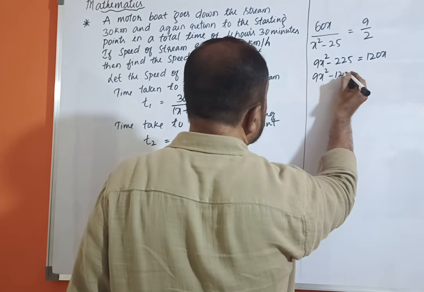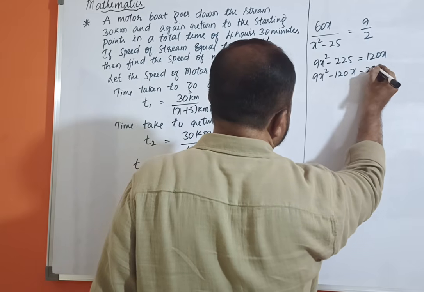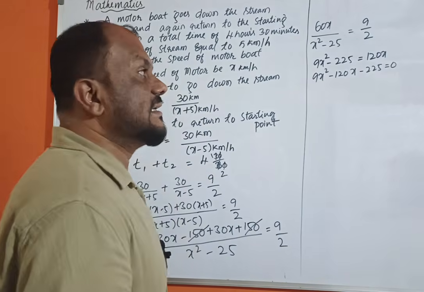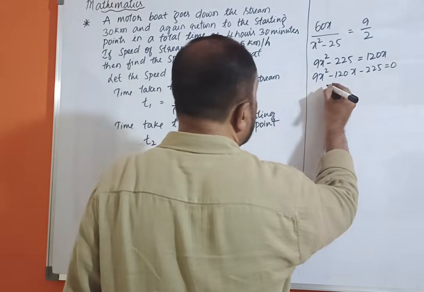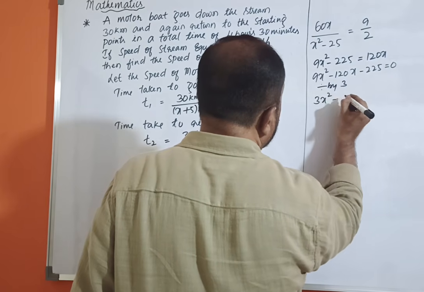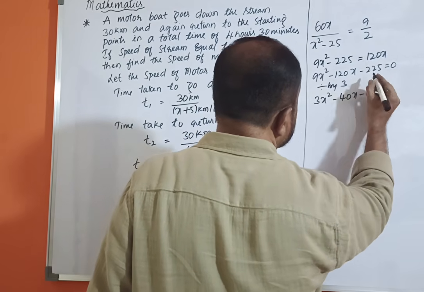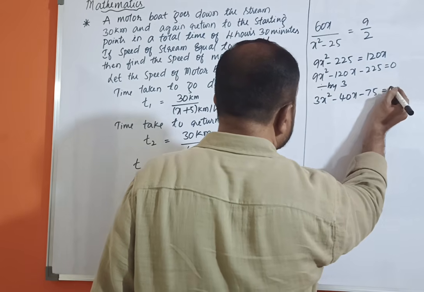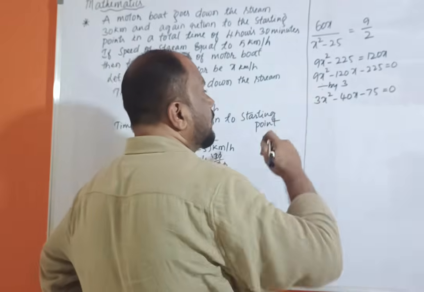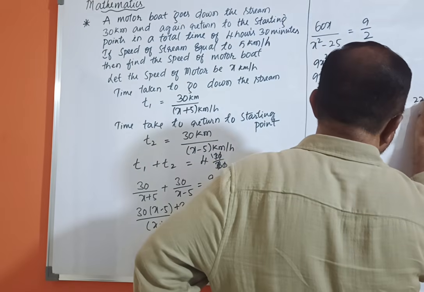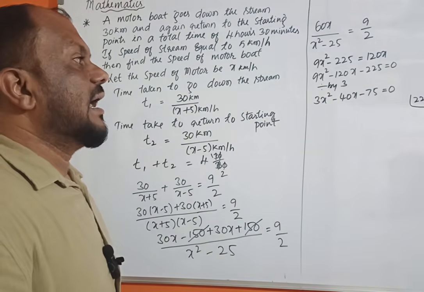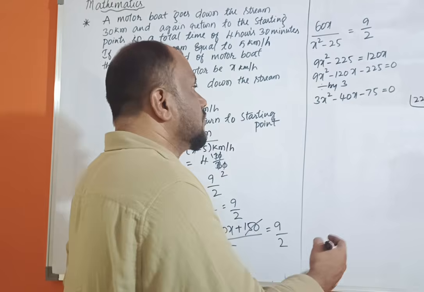9x square minus 120x minus 225 is equal to 0. 9, 120 and 225 all are divisible by 3. Divided by 3. So 3x square minus 40x minus 75 is equal to 0. Now we got 75 into 3 is minus 225. So we need two numbers, their product is 225, and when you add or subtract, you should get minus 40.